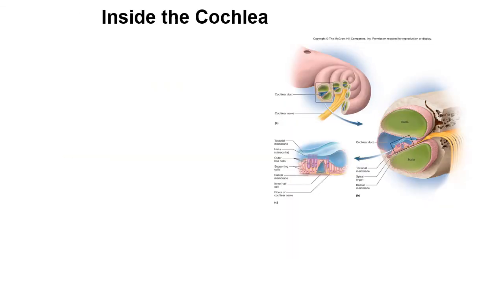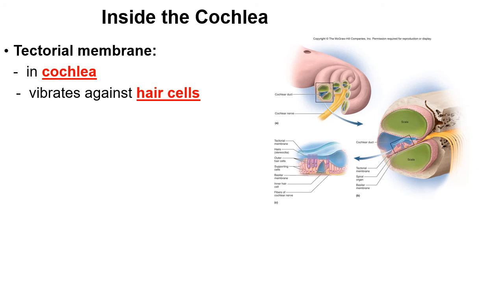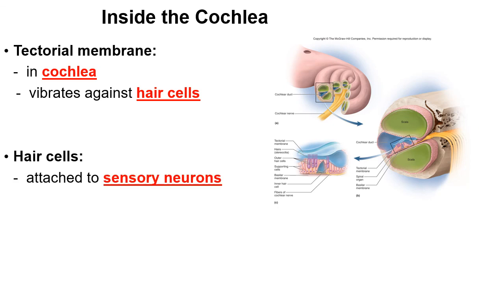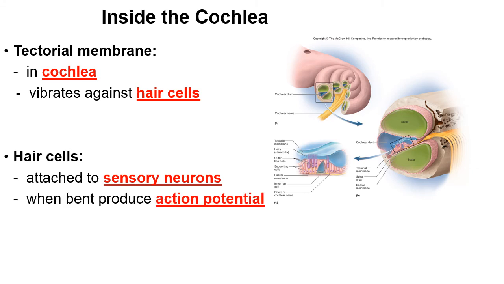So inside the cochlea, so we're inside that snail shell-shaped structure, we have what's called the tectorial membrane. This picture's a little bit small, but you can kind of zoom in on it. It is inside the cochlea. It vibrates against something called hair cells. When these hair cells are bent, an action potential is created. For all of these senses, we must have an action potential for us to actually process, in this case, sound. Hair cells are attached to sensory neurons. So again, we're going to have a synapse, a connection between more than one type of neuron. When bent, an action potential is produced, and we're going to hear.